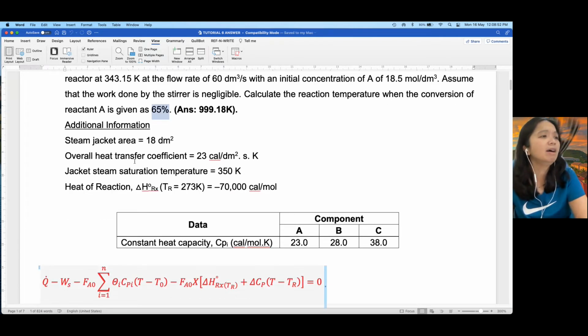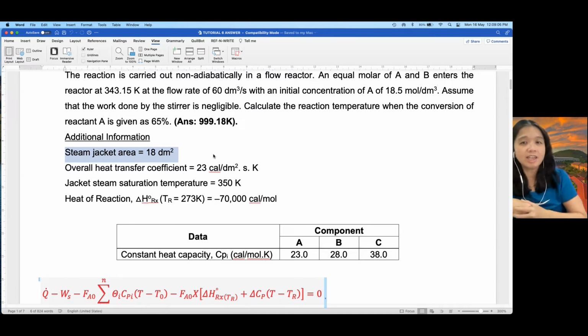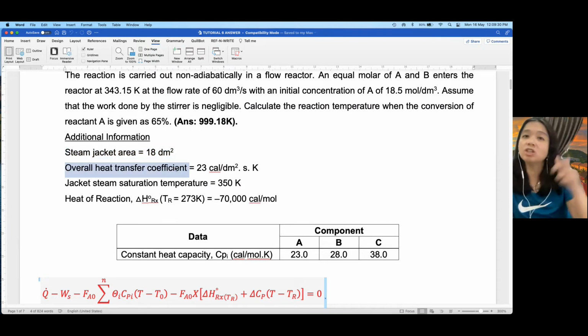Okay, next. They give you further information. First of all, they give you the steam jacket area, 18 dm cube square. So you know that when you have non-isothermal, when you are supplying heat to the reactor, you will have a heating jacket, the outer vessel that provides the energy, the heat to the reactor. Whenever you see information regarding the jacket, you know that this is definitely to calculate Q, because the heat supplied to the reactor will come from the jacket. So this steam jacket area is technically your A in the equation to calculate Q. Overall heat transfer coefficient 23. This is your U, again used to calculate the Q.